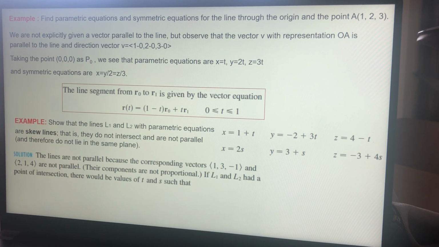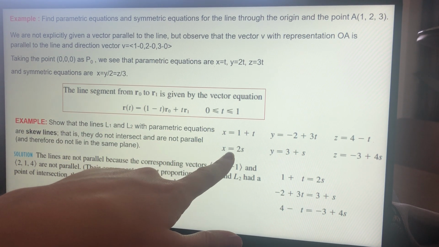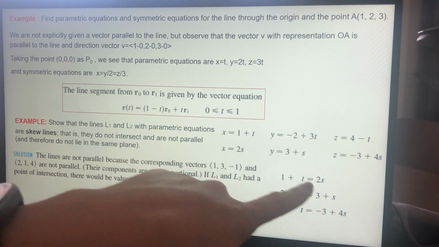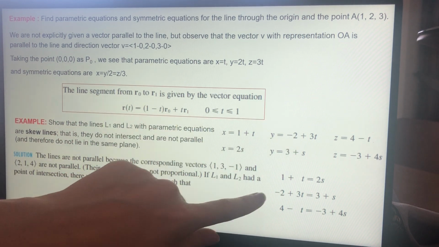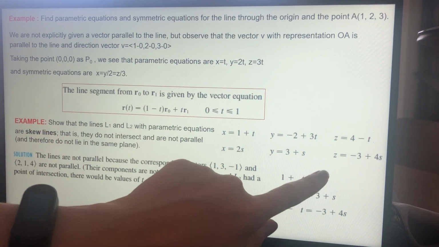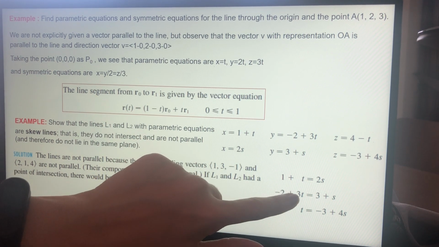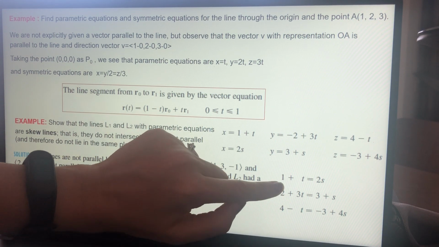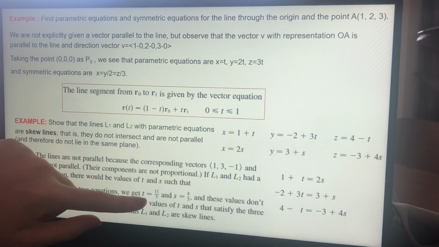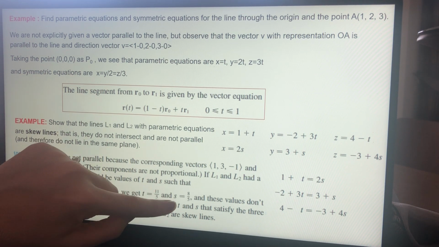So checking parallelism is easy, but how can we check if they intersect or not? To do that, we need to solve them together. You know that the intersection point is easy to find. For x, since they are both equal to x, 1 plus t equals 2s. For y, since they are both equal to y, we solve them together: -2 plus 3t equals 3 plus s. So, two unknowns, two equations. Just from these two equations, we can easily solve for t and s. Once we do that, you can see that t is 11/5 and s is 8/5.